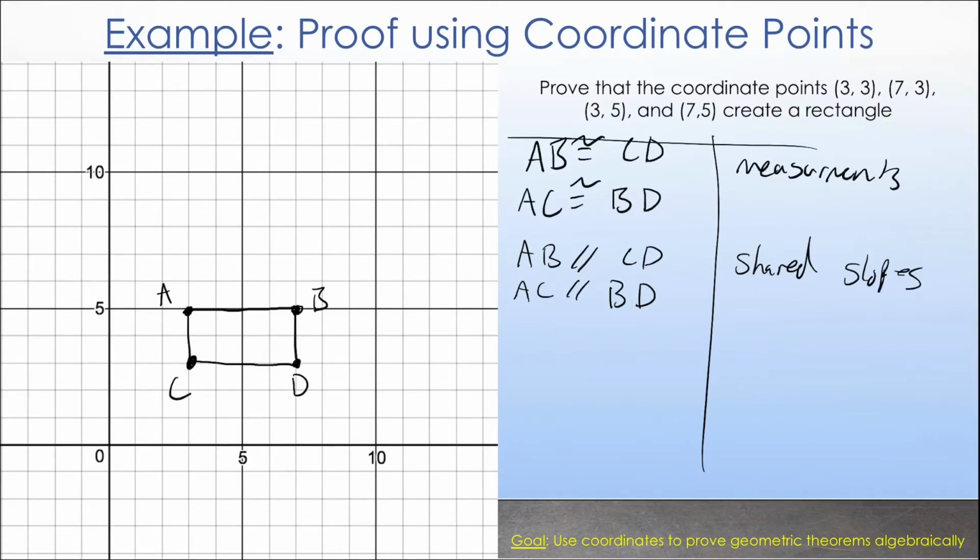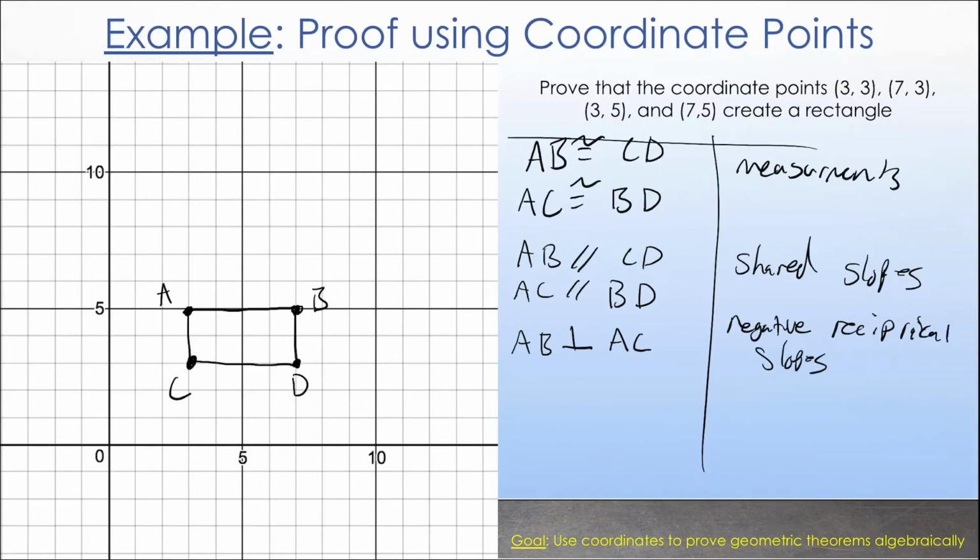Then we can say that AB is parallel to AC. We could say negative reciprocal slopes.